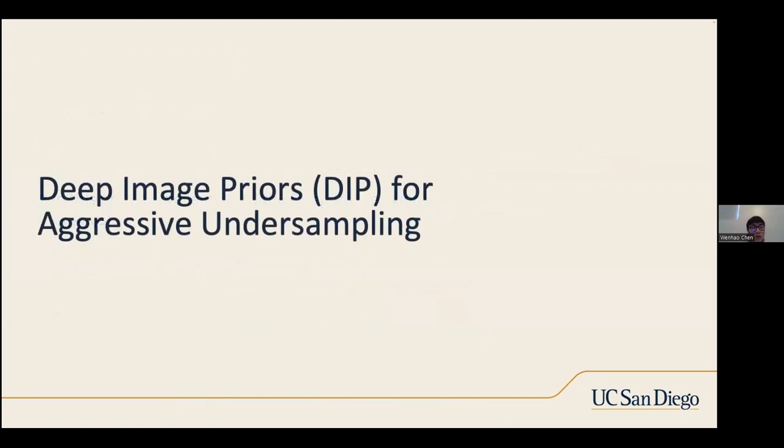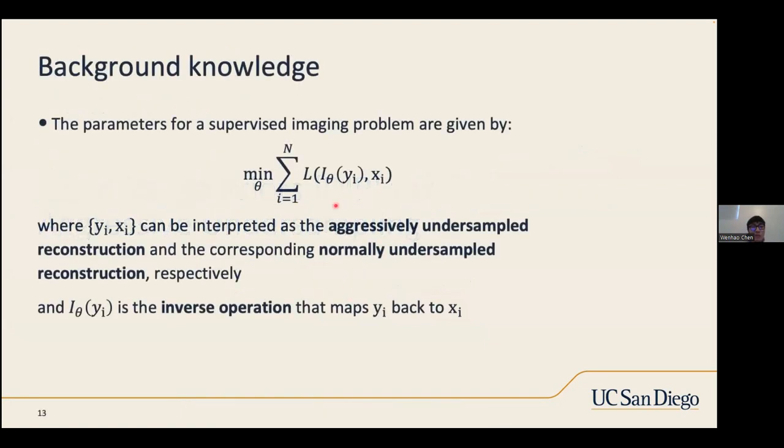If we were doing supervised learning, we would hope for the aggressively undersampled SENSE reconstruction yi to return to the normally undersampled SENSE reconstruction xi. Here, we need to find the theta such that the loss function between the inverse operation of yi and xi is minimized. However, this is problematic because we do not have the information about xi.